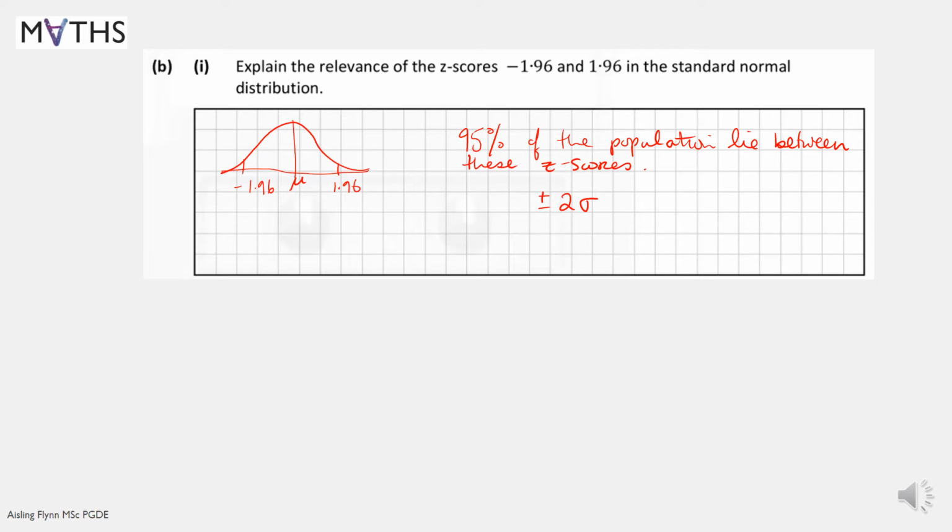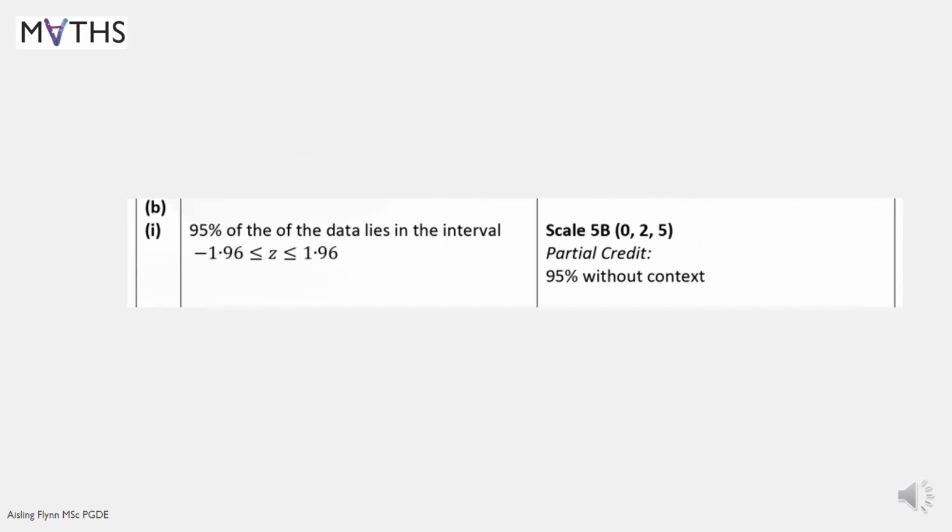So short explanation, draw a picture if you like, and write 95% in there, shade it in. You'd probably get your marks for that. There were 5 marks going for that. 95% of the data lies in the interval minus 1.96 to plus 1.96. If you just wrote 95%, you get 2 out of 5.